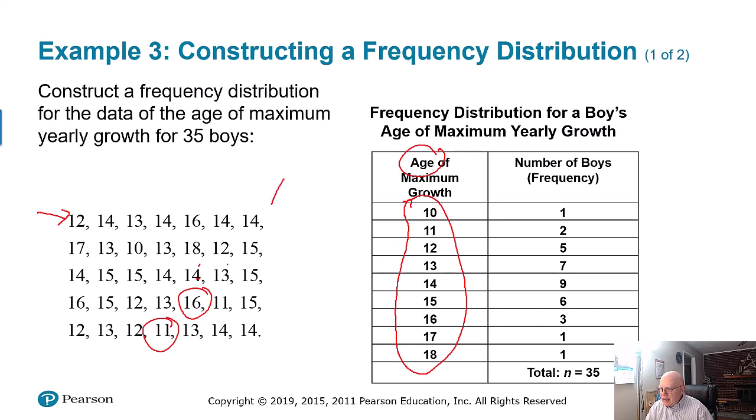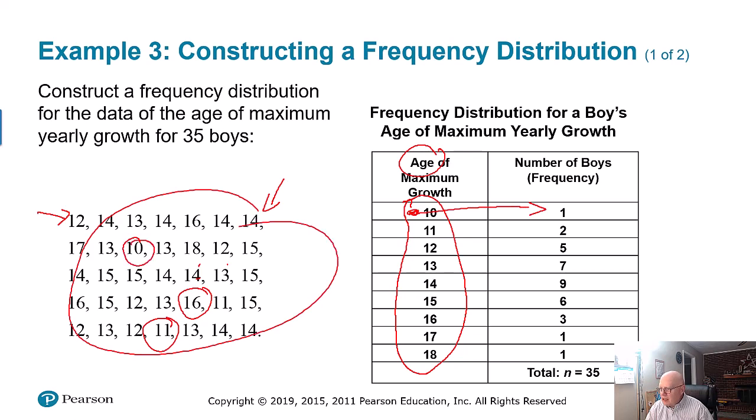Go in that data, see how many 10s there are. Well, if you look at that group on the left, there's one 10 right there. Then you go to 11. See how many 11s there are. In this case, there are two 11s. Next, how many 12s are there? There are five of them. And on down, 18, there's one in that group of boys.